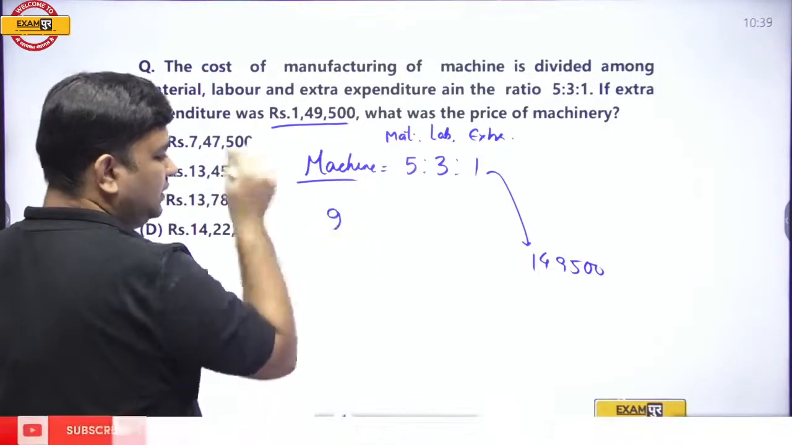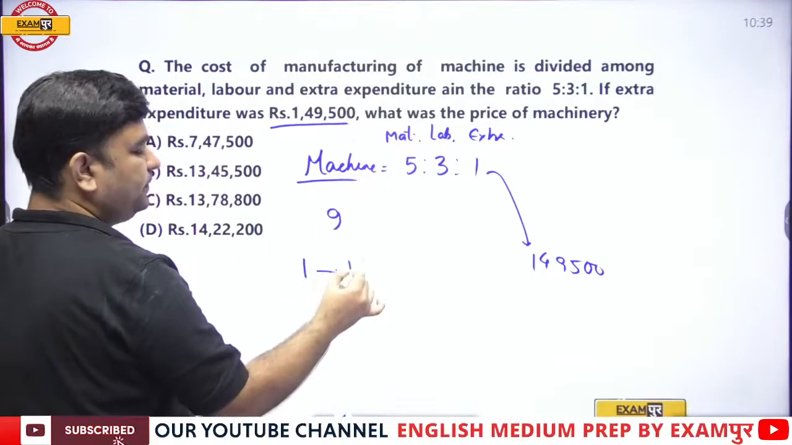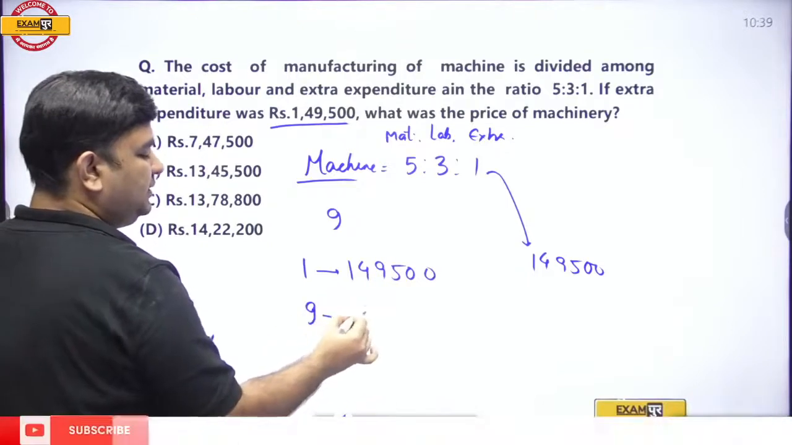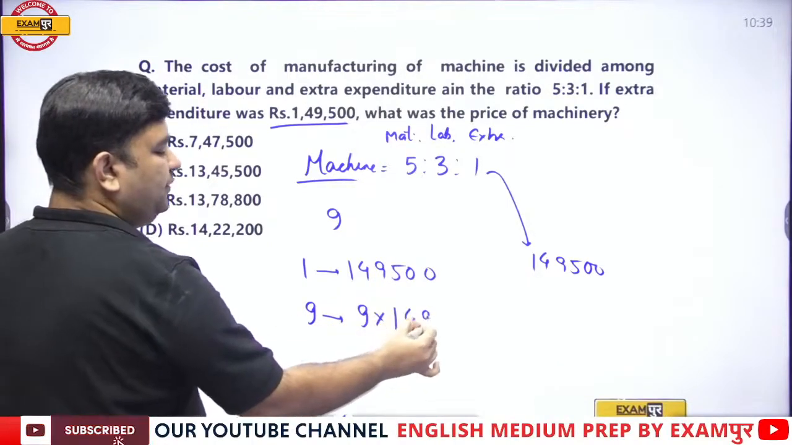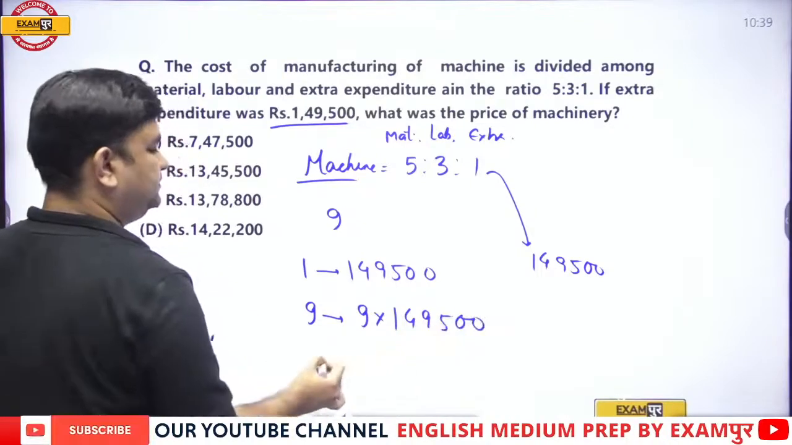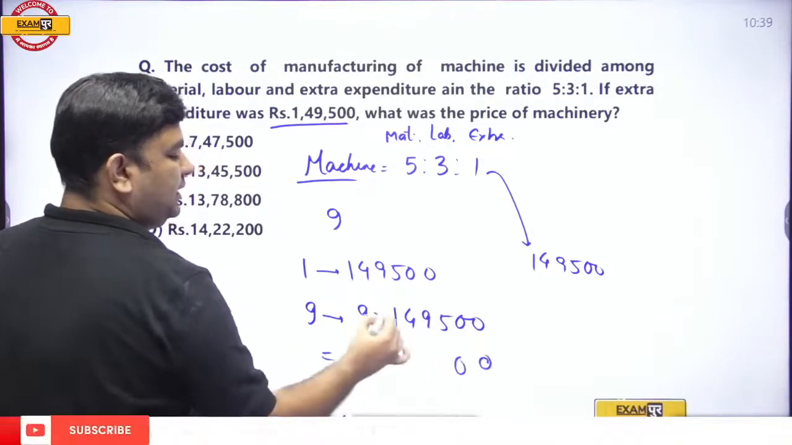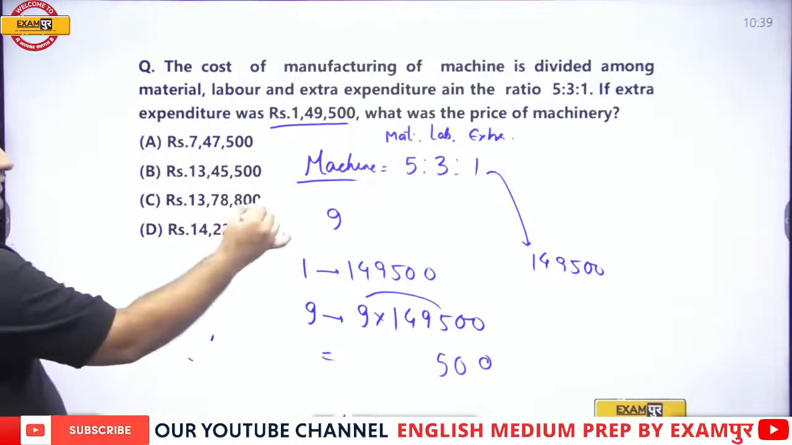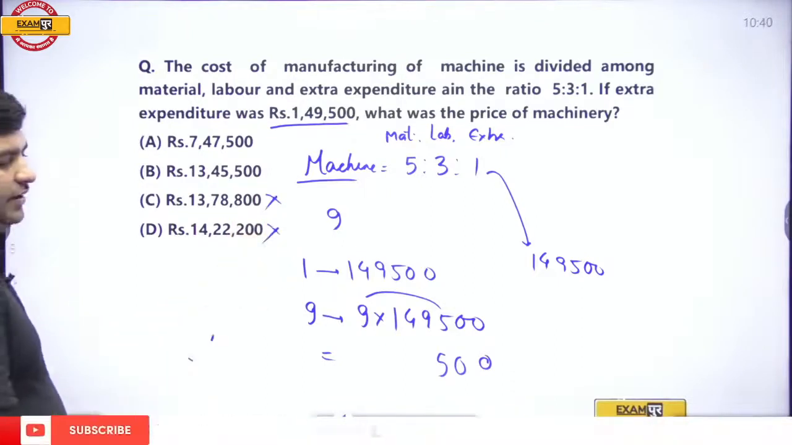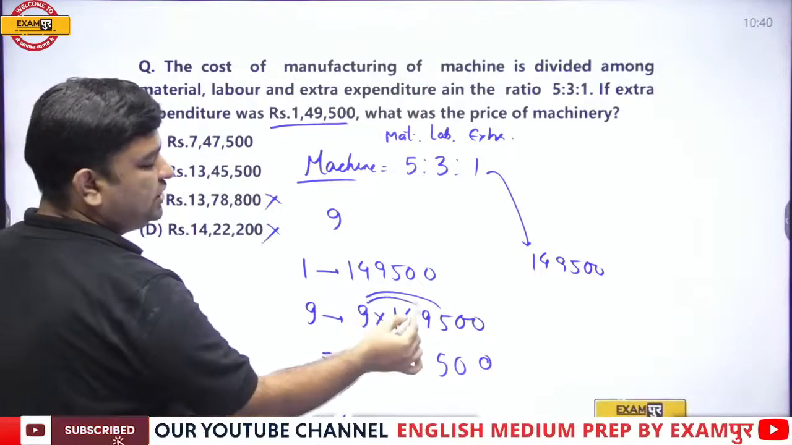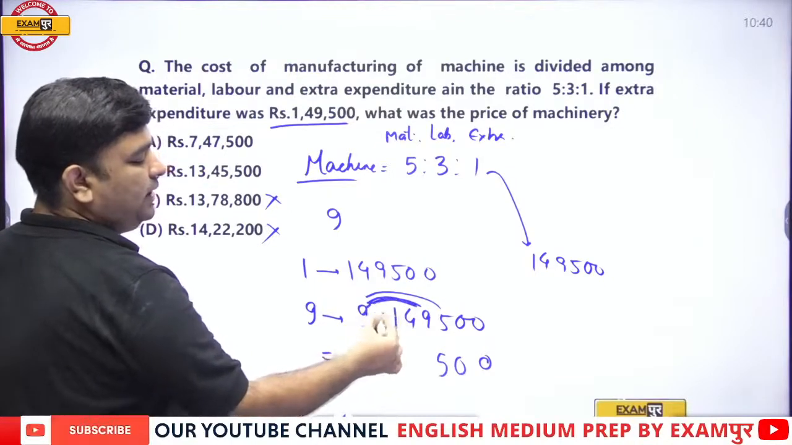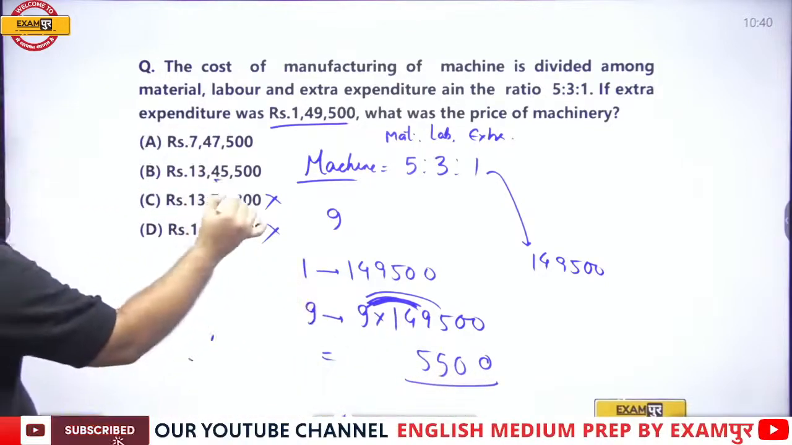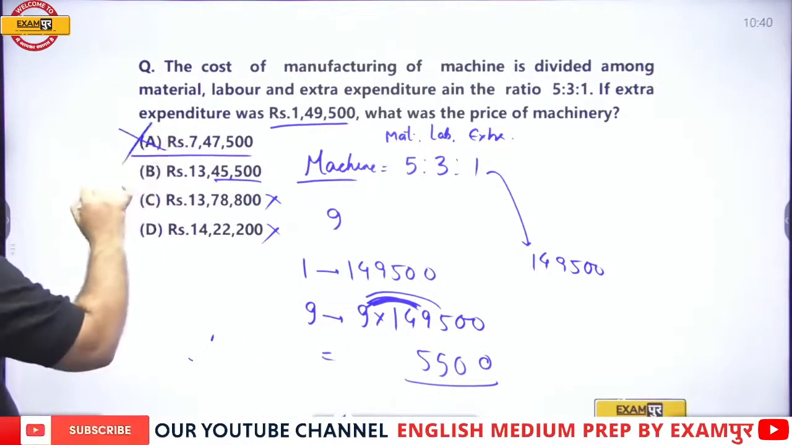So if the value of 1 is known, what is the value of 9? So it is 9 into 149500. 2 zeros, 9 5s are 45. Last 3 digits 500. 9 4s are 36, 9 9s are 81. 81 plus 4, 85. Last 4 digits 5500. Answer.